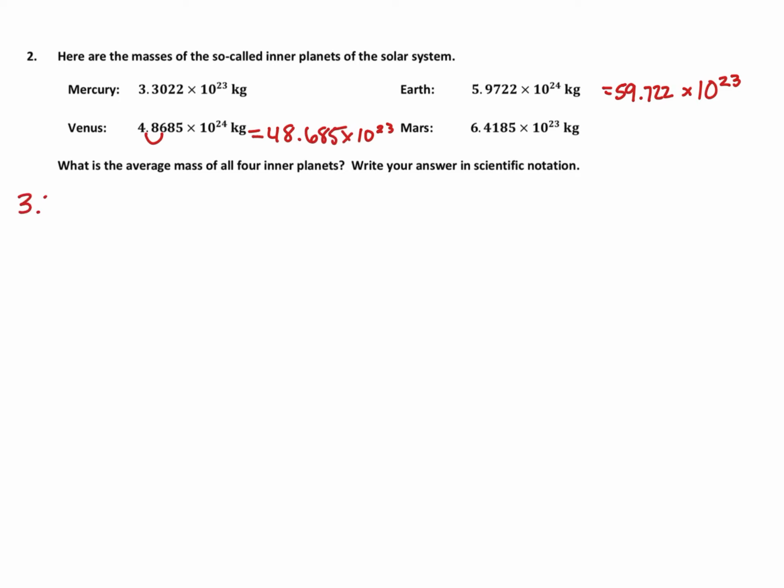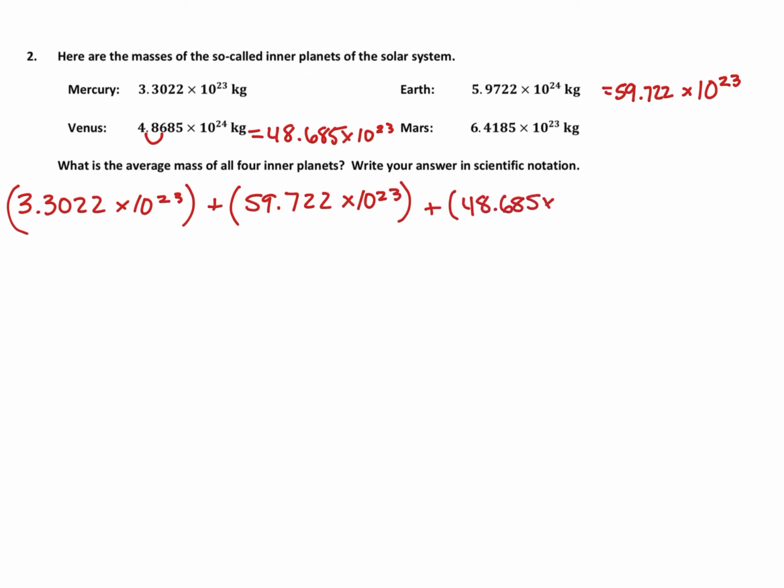So we've got 3.3022 times 10 to the 23rd for Mercury. Earth is now 59.722 times 10 to the 23rd. Venus is now 48.685 times 10 to the 23rd. These are no longer in scientific notation because that's not between 1 and 10. And then for Mars, we have 6.4185 times 10 to the 23rd.